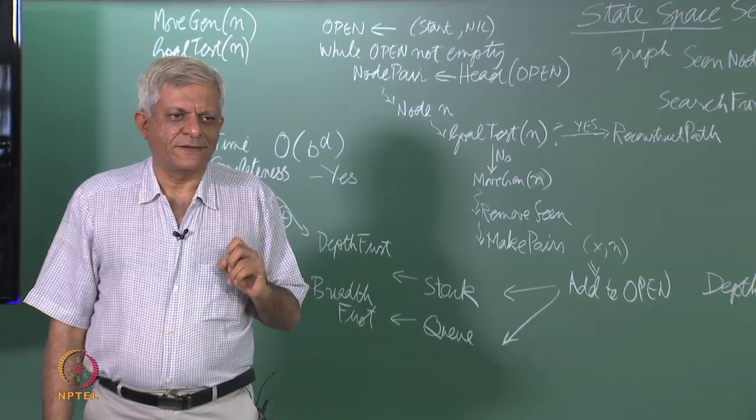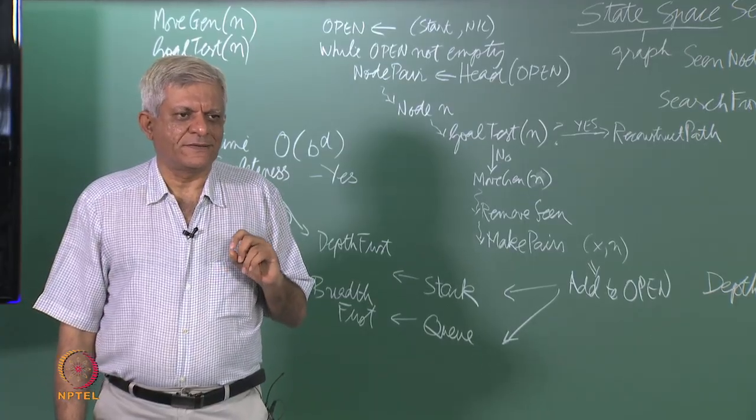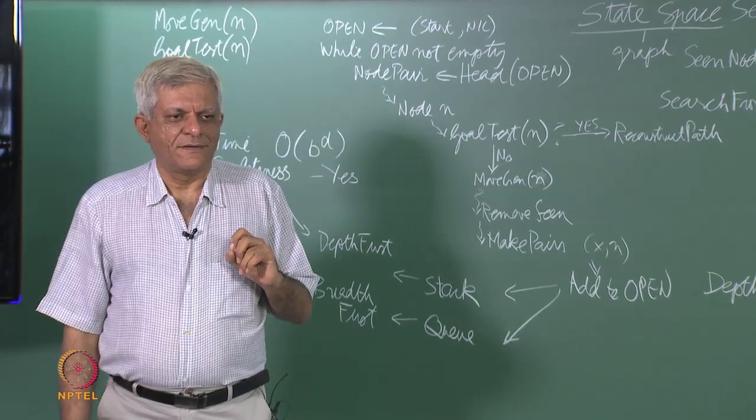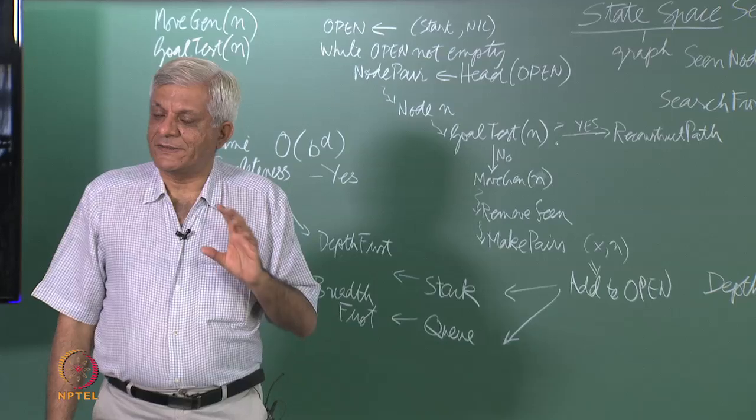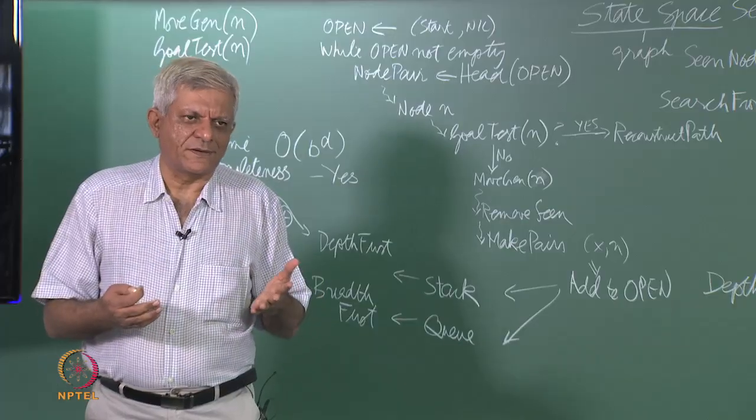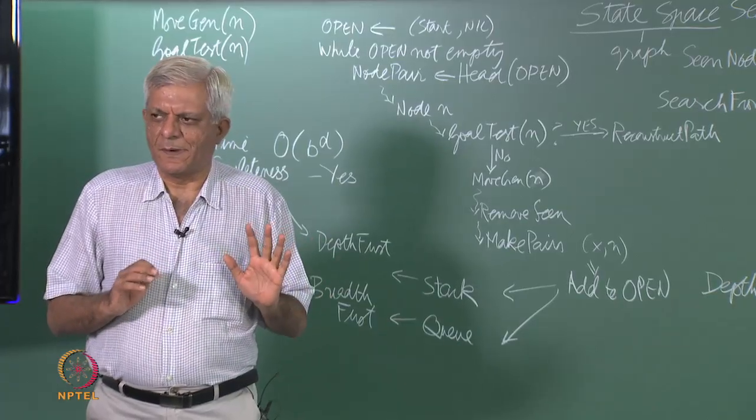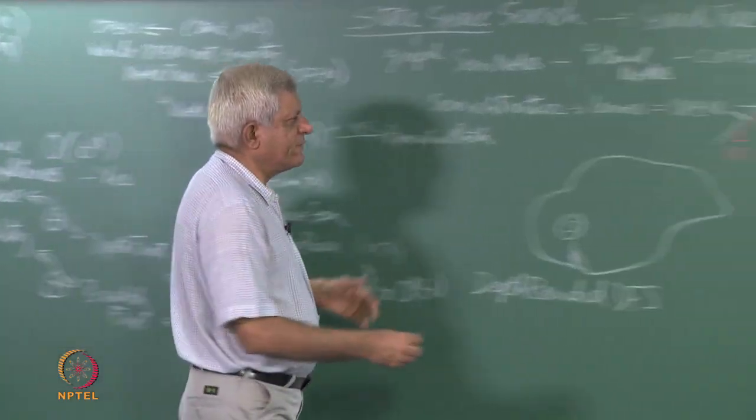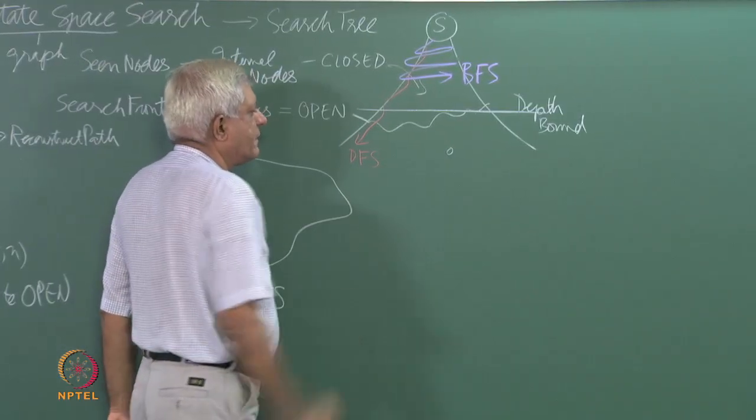So, who said yes? Why is it yes? What is the meaning of complete? We said that if there is a path... see, this depth bound is something that you have imposed, it does not come from the problem. The goal could have been somewhere here, you know. What is the depth bound?